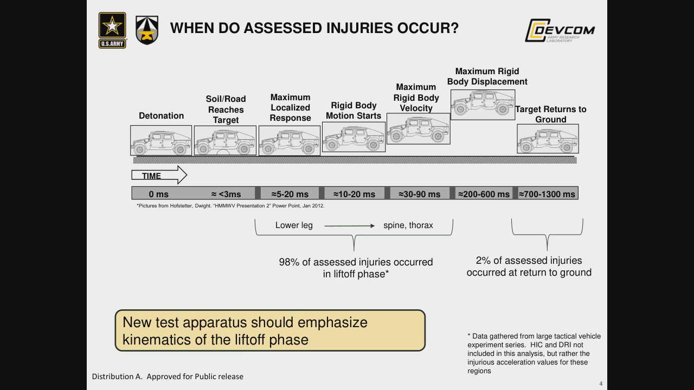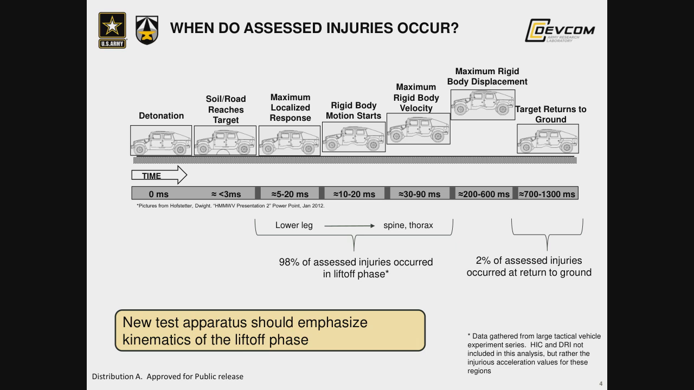So after the soil reaches the target, we begin to see structural response. This is that motion referenced in the prior slide as the motion to the lower legs. Soon after, rigid body motion starts. The vehicle has left the ground at this point. Over a short duration, it will reach its maximum velocity, have a ballistic trajectory, reach max displacement, and then ultimately return to ground.